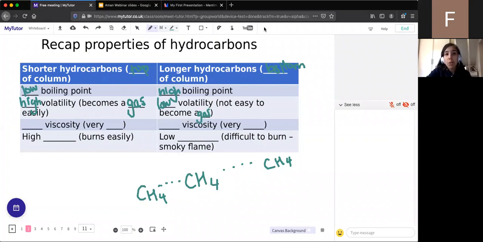Okay, so the one that most students get confused about is viscosity. So what does viscosity mean? Does anyone remember?